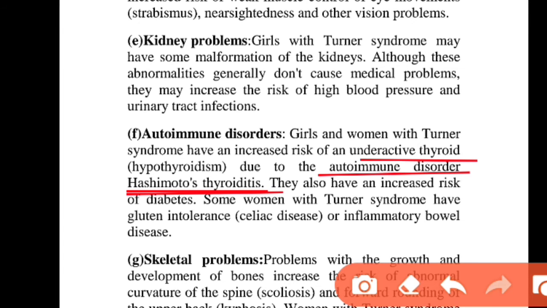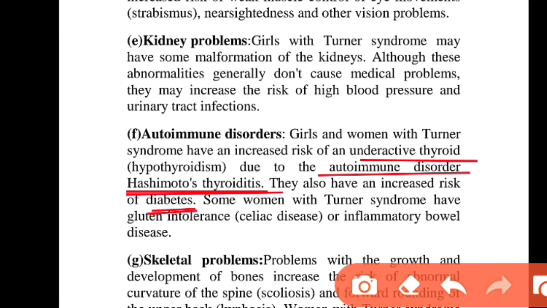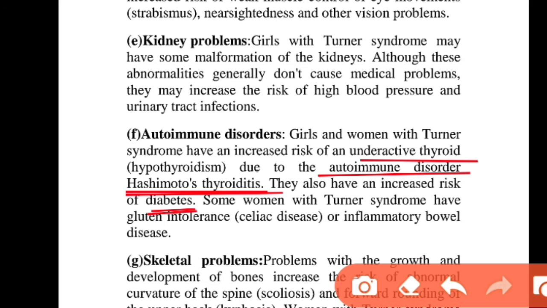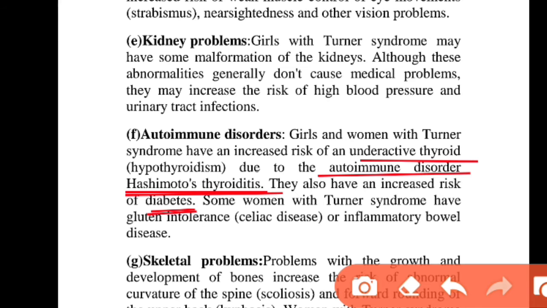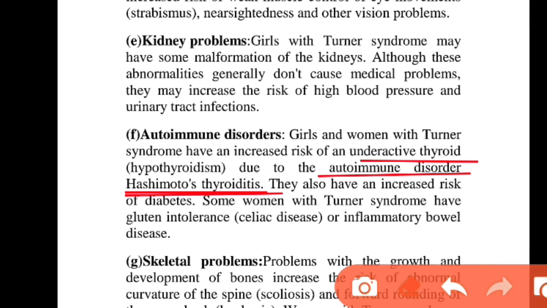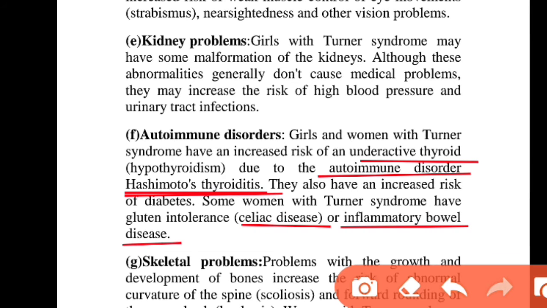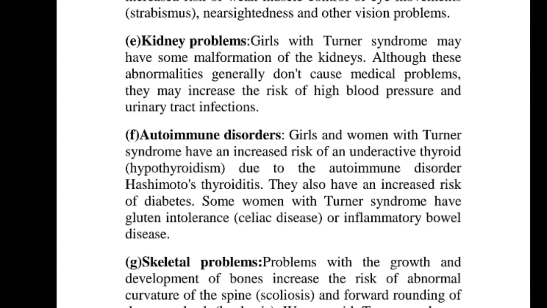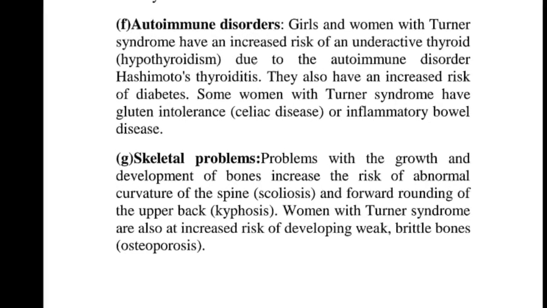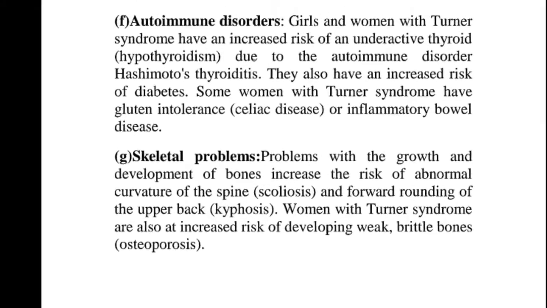They also have an increased risk of diabetes. So, one disease and all diseases. Autoimmune system disorders already affect the thyroid, and now the risk of diabetes also. Some women with Turner syndrome have gluten intolerance, that is celiac disease, or inflammatory bowel disease. So, one disease has many problems which affect other organs also.